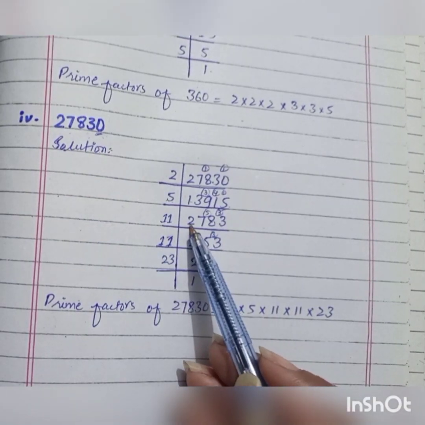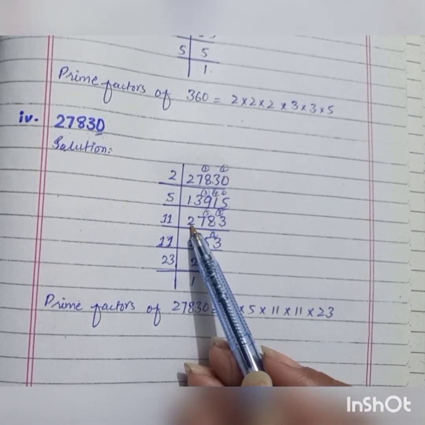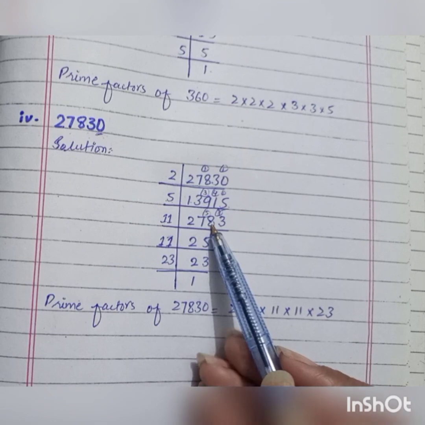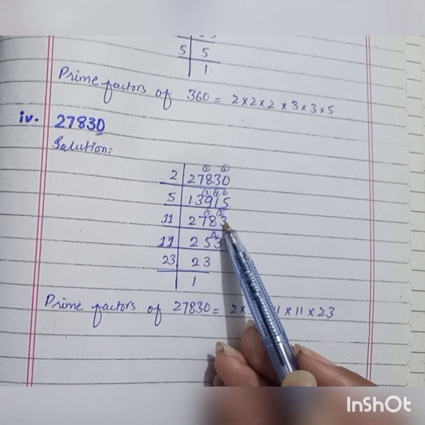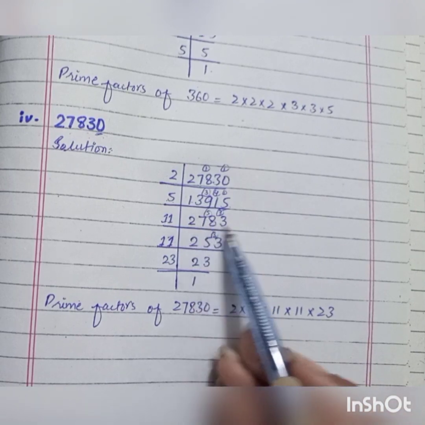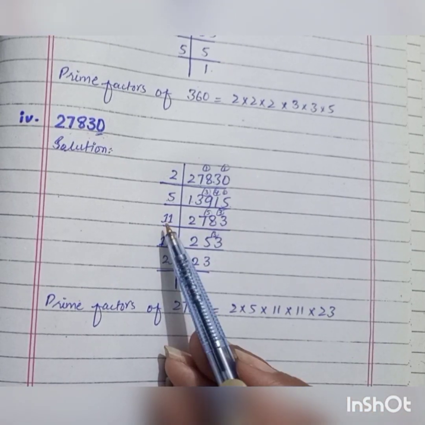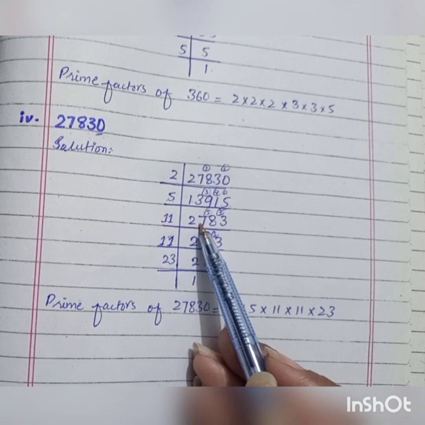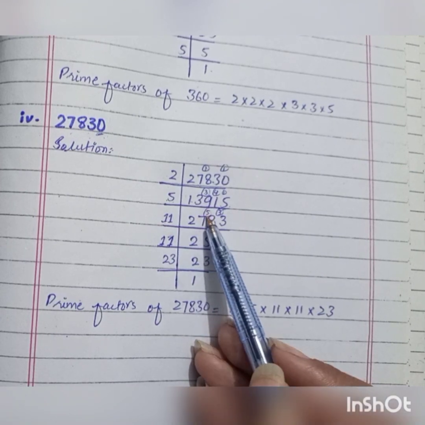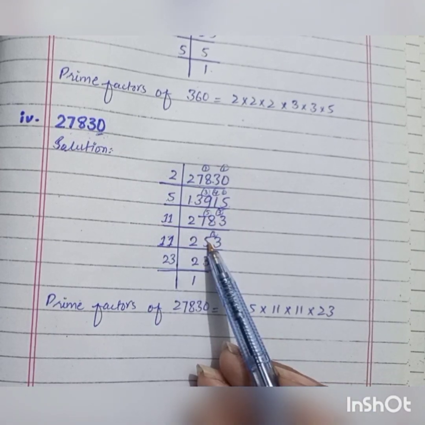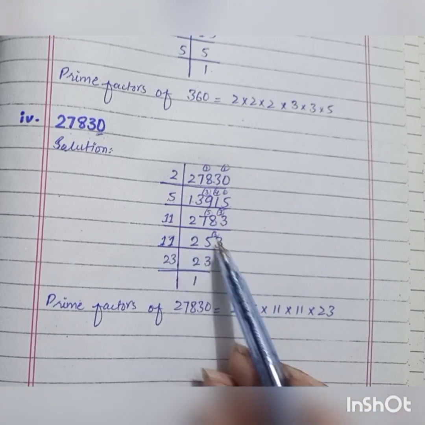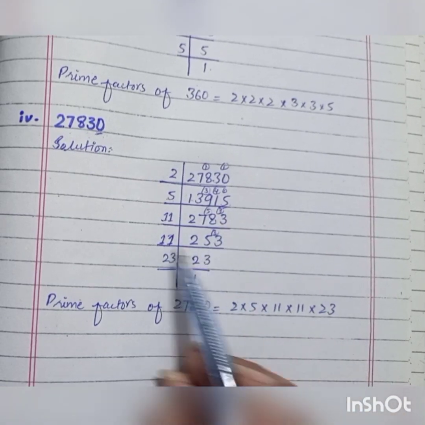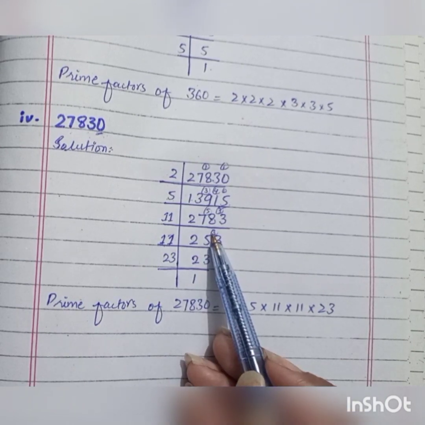Now students, we can see here the sum of alternate digits 2 and 8 is 10 and 7 and 3 is also 10, and by subtracting 10 minus 10 is equal to 0, which means that this number is divisible by 11. So 11 twos are 22 and the remaining number 5 is here. Now 11 fives are 55 and the remaining number 3 is here. And now 11 threes are 33. 11 twos are 22 and the number 3 is here.